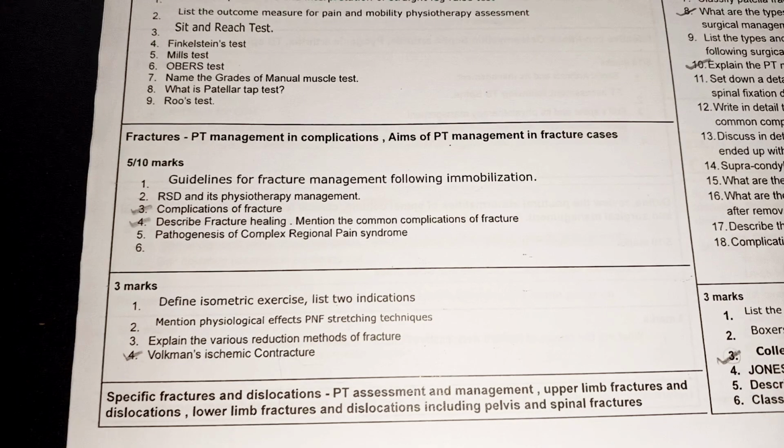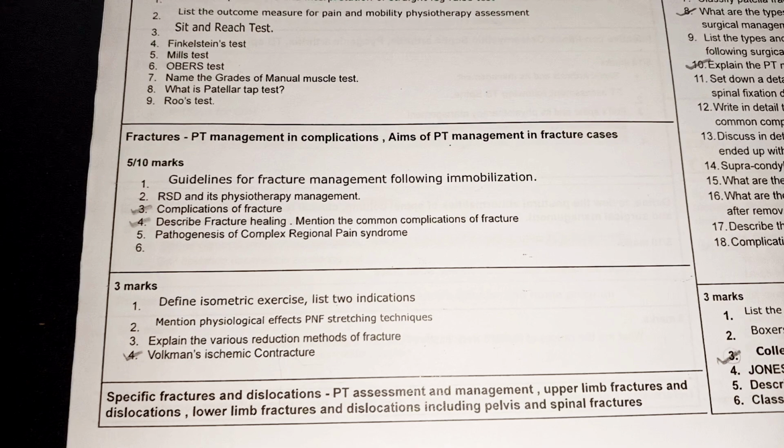Now coming to the important 3 marks. The first one, define isometric exercise, list two indications. Second one, mention physiological effects of PNF stretching techniques. Third one, explain the various reduction methods of fracture. Fourth one, VIC, that is Volkmann's ischemic contracture.